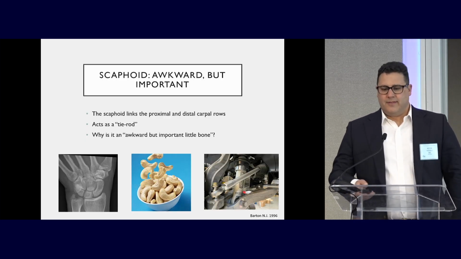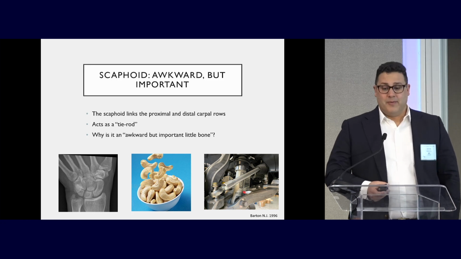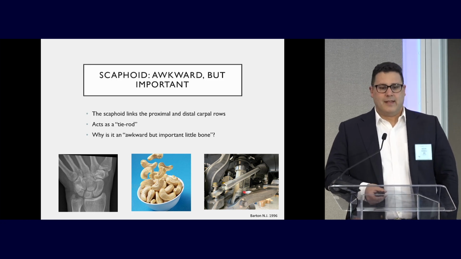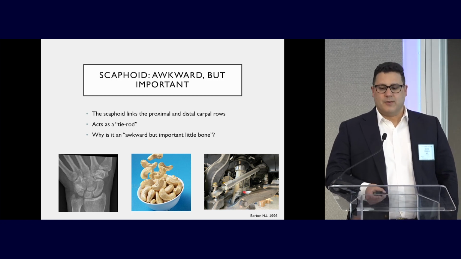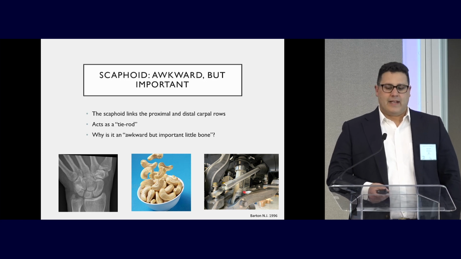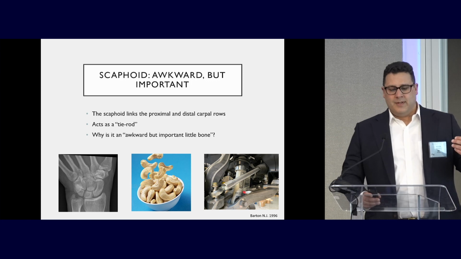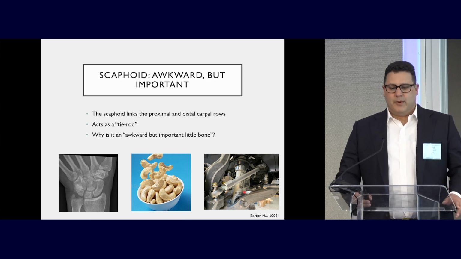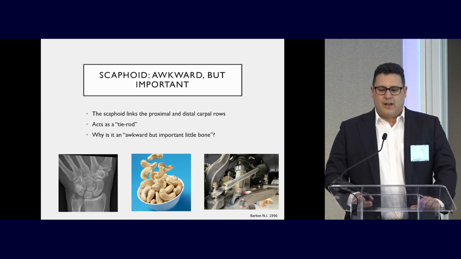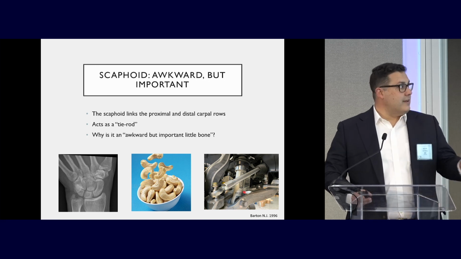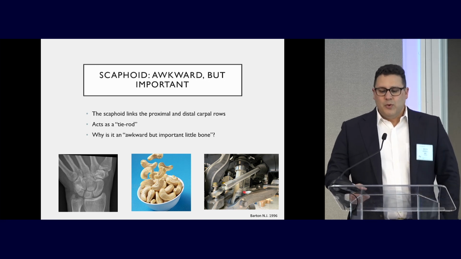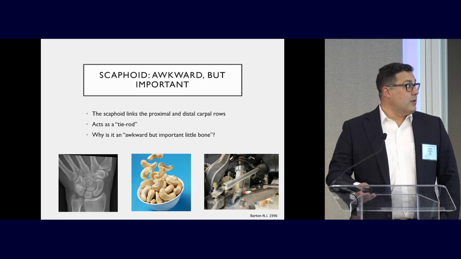The scaphoid is what I like to call an awkward but very important bone. It is a link between the proximal and distal carpal rows, and it acts as a tie rod. Basically the scaphoid pushes and pulls the distal and proximal rows. It is awkward but important because without it, your rows don't move independently and your wrist doesn't work the right way.